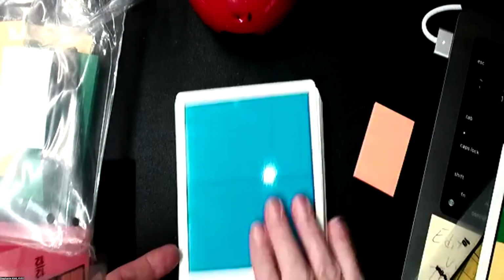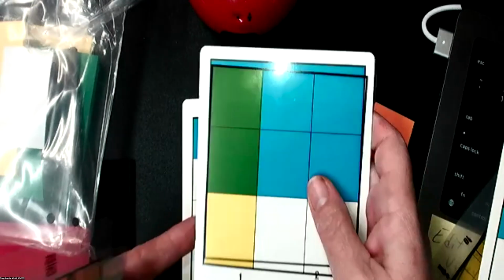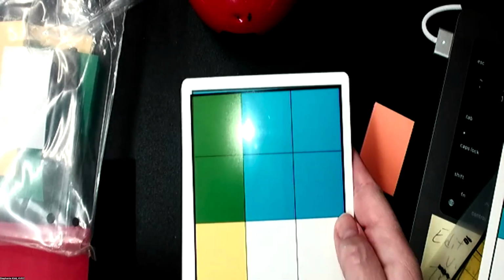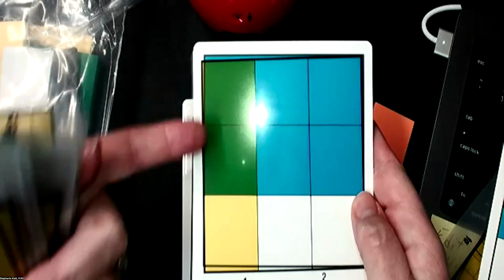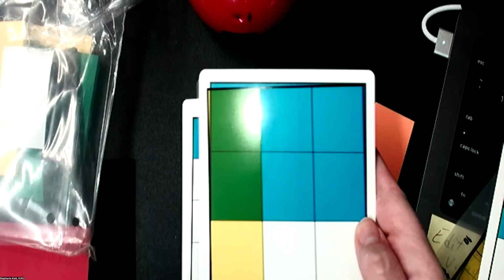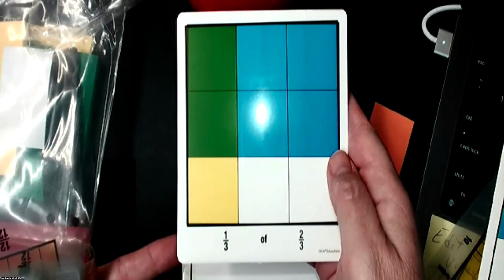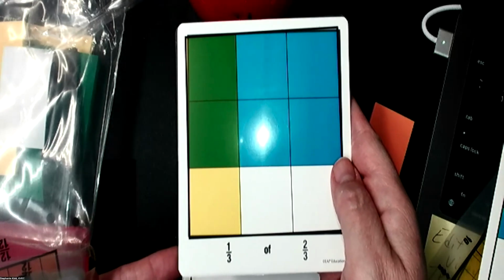Let's do a different one. Let's do 2/3 and a third. So let's lay that on there. And where is it? It is 1, 2 out of 9. So 3, 2 ninths. So 1/3 of 2/3 is 2 ninths. And so they can see that.